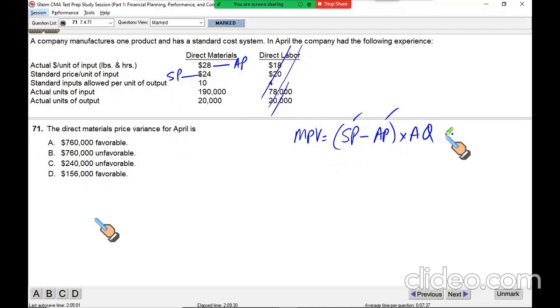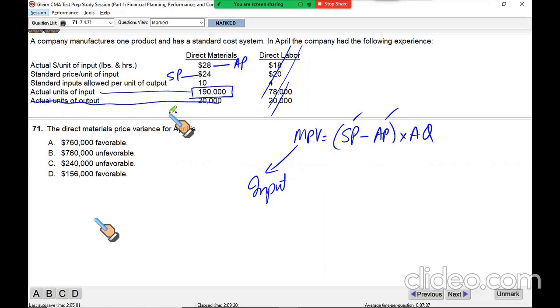We need the actual quantity. Remember, material is your input, not output. Material is the input. So there are two things: actual inputs and units of actual output. We are not interested in output. We are interested in input for material, 190. So that's what you're going to replace with AQ.